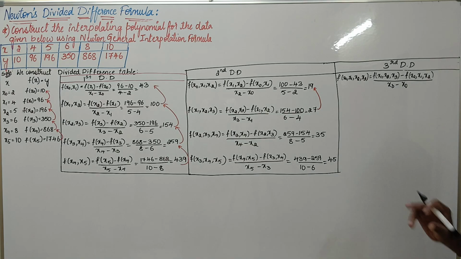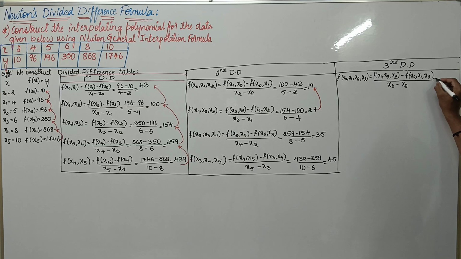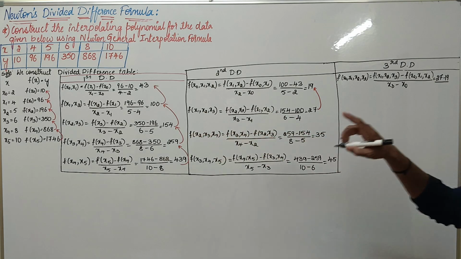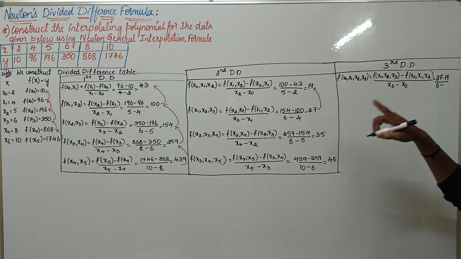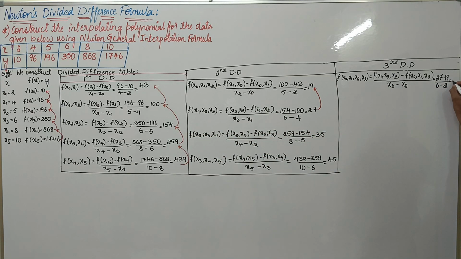Now that is 27 minus 19 divided by x3. What is the value of x3? 6, minus x0, 2. Let us do 27 minus 19 divided by 6 minus 2, you get 2. The value is 2.